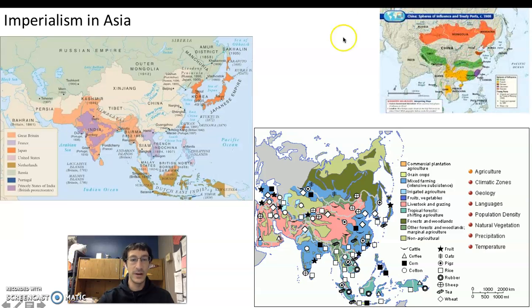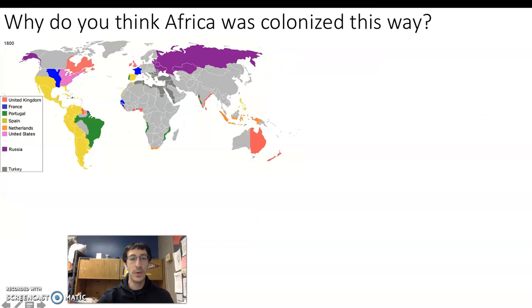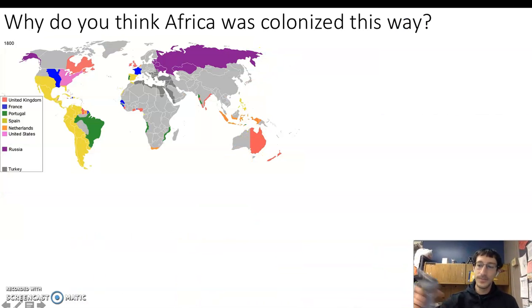It borders a lot of those territories that they had hold of for their colonies. All right. So then the last one to really talk about here in terms of controlling is Africa.